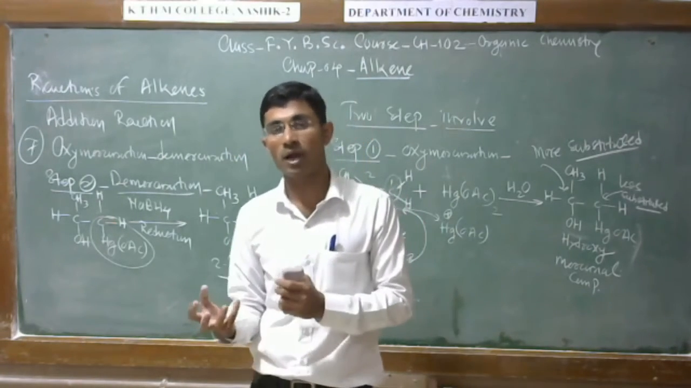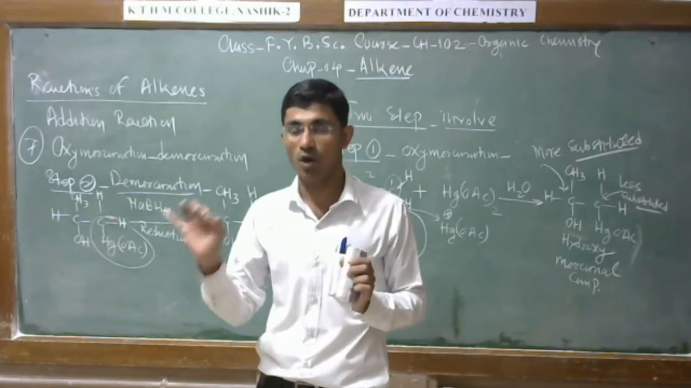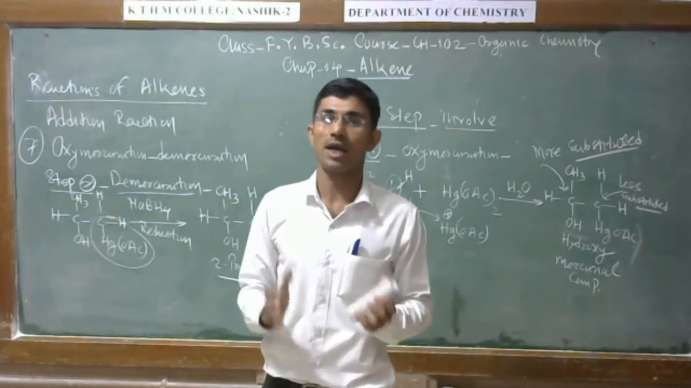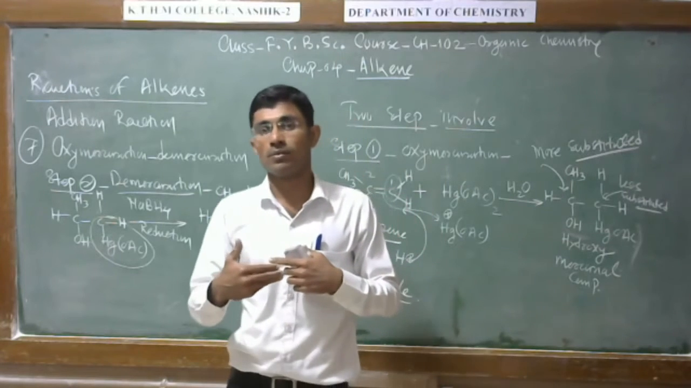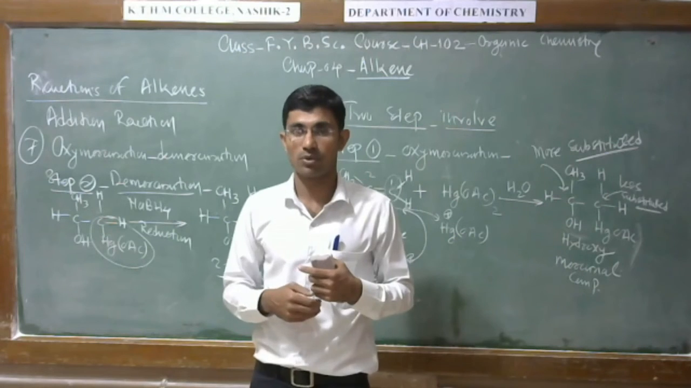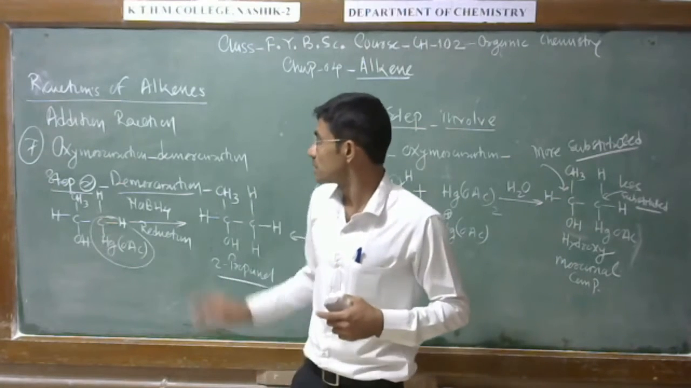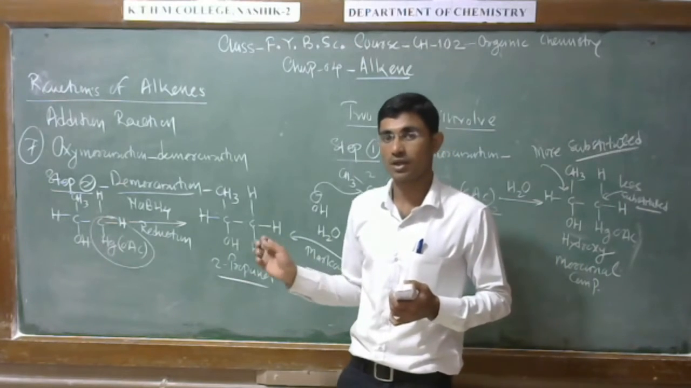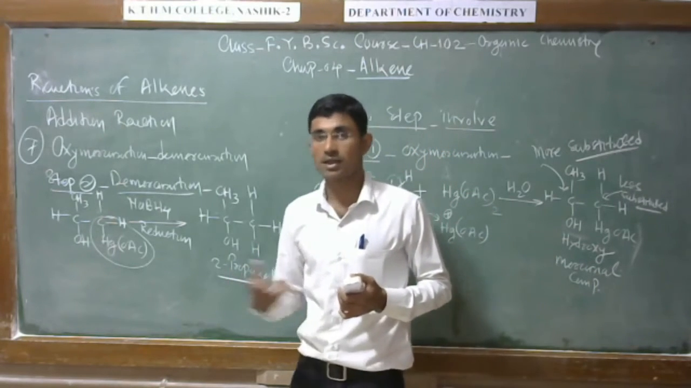Oxymercuration-demercuration. Overall, what happens here? Addition of a water molecule occurs. That addition follows which rule? Markovnikov's rule. So this reaction is nothing but addition of a water molecule to an alkene to form an alcohol compound. So this is the oxymercuration and demercuration reaction. So we will discuss another example here.